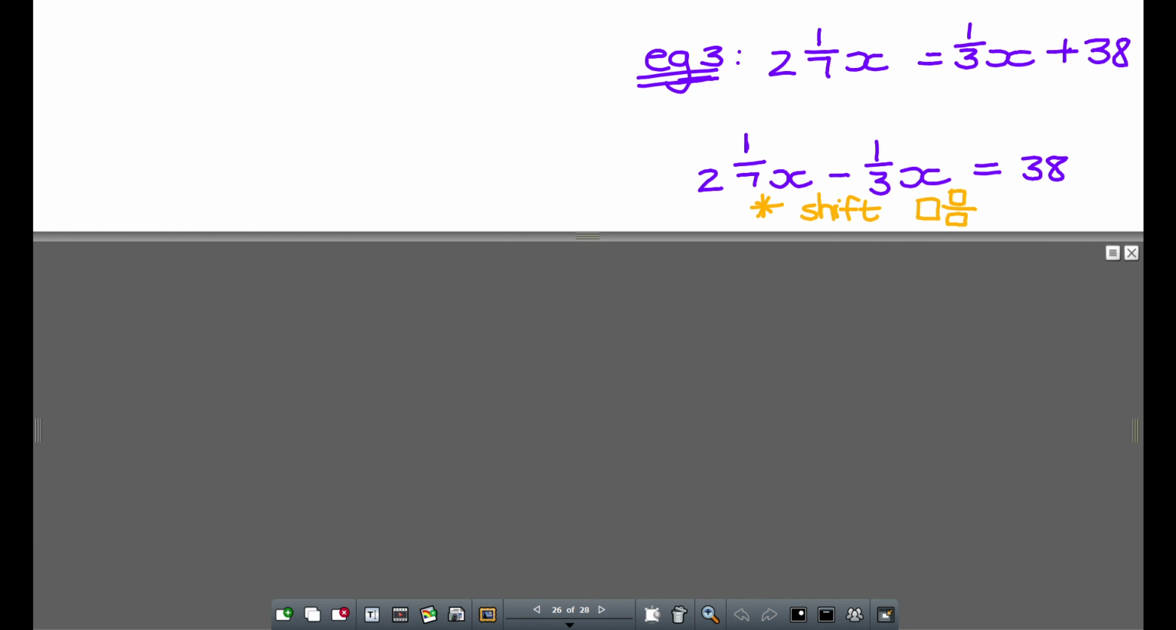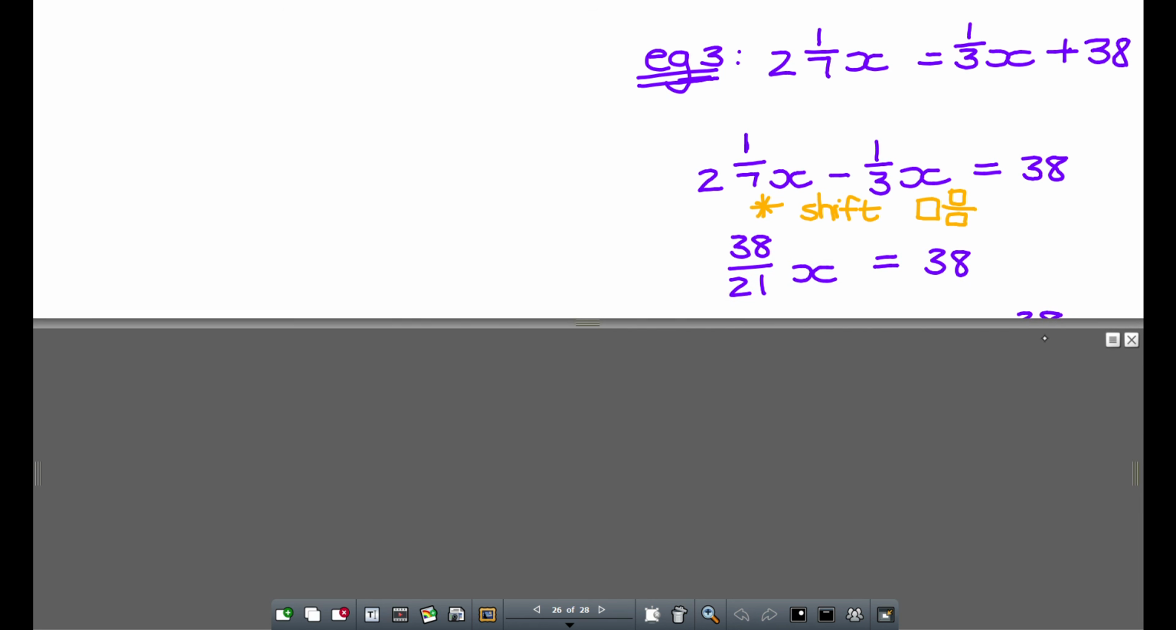So first shift and then your fraction button, then you fill in 2 and 1/7, and then we say minus a third. I can't put in the x's, no? So we just work with a coefficient. Okay, so how much do you guys get? 38/21. Okay, so 38/21, x is equal to 38. Does everyone understand that? Yes.